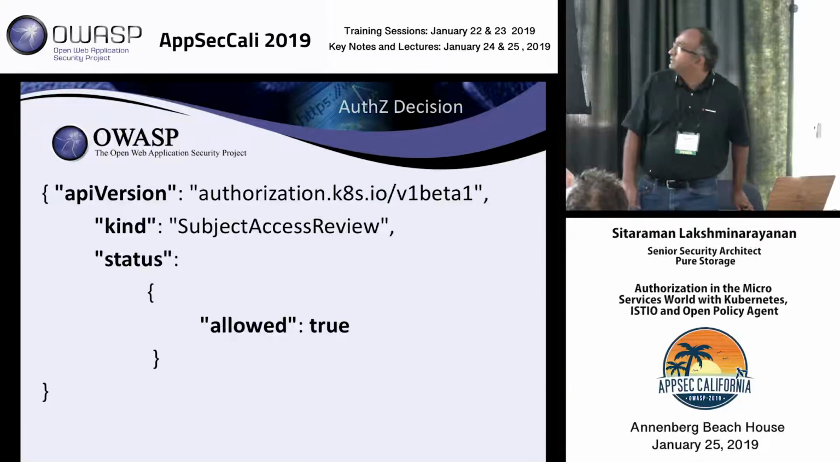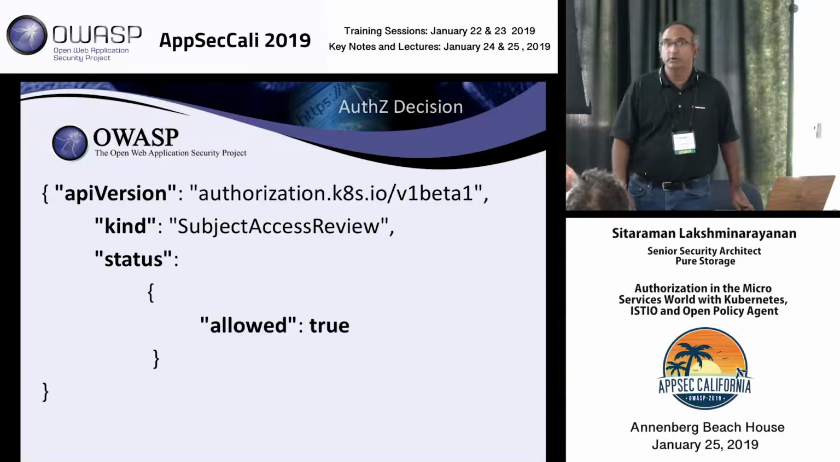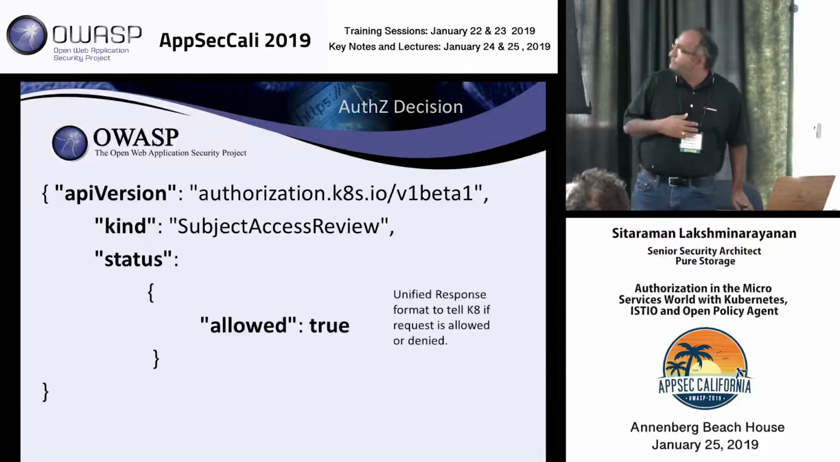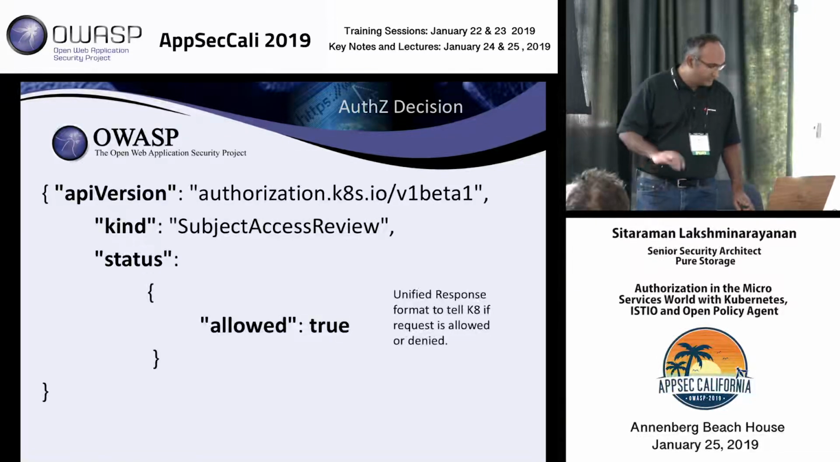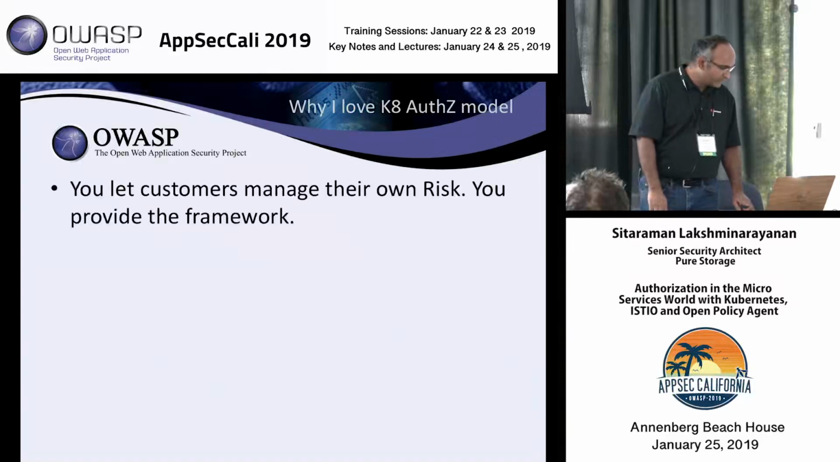The thing is, the webhook, when it returns, is going to return in a unified format. It says allowed equals true. So now you have a framework to say, okay, I have a simple request and I got a unified response. Based on this, I will make the decision as to whether to allow the request to go or not. So this is the Kubernetes way of things.